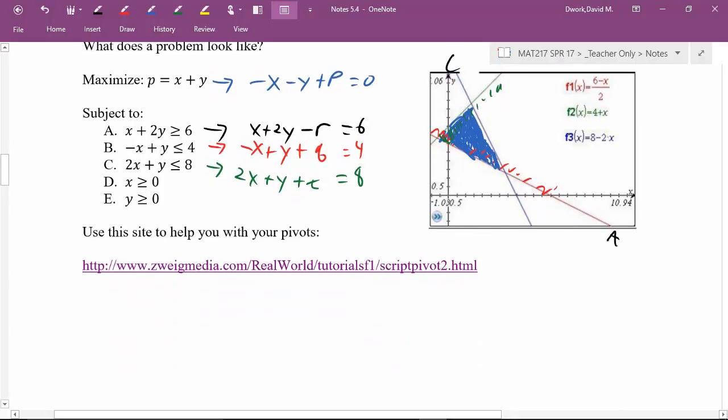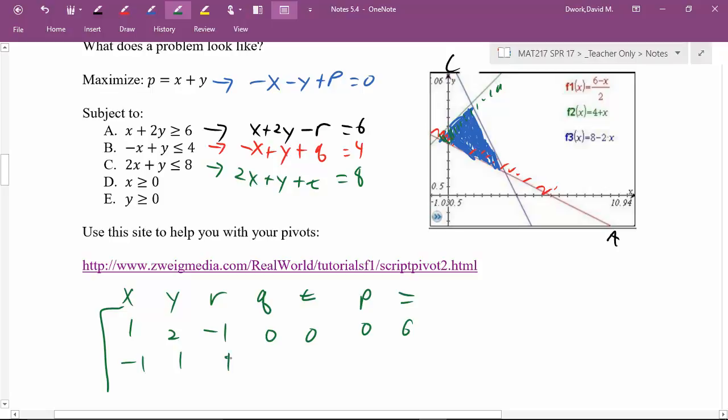So let's now set this up into a matrix. And notice you can still use the pivot website to help you. So setting it up is just like before: X, Y. These don't have Z's, so it's just X and Y. R, Q, T, P, equal sign. First equation is 1, 2, negative 1, 0, 0, 0, 6. Next one is negative 1, 1, 0, 1, 0, 0, 4.